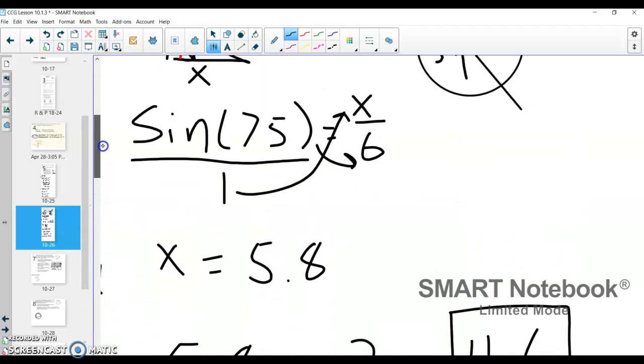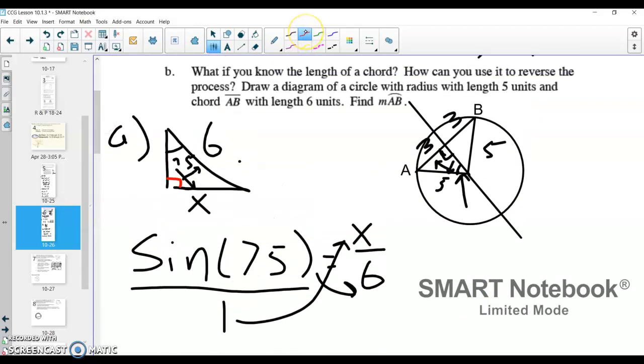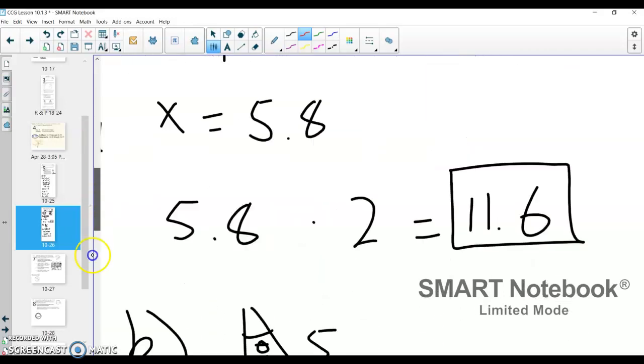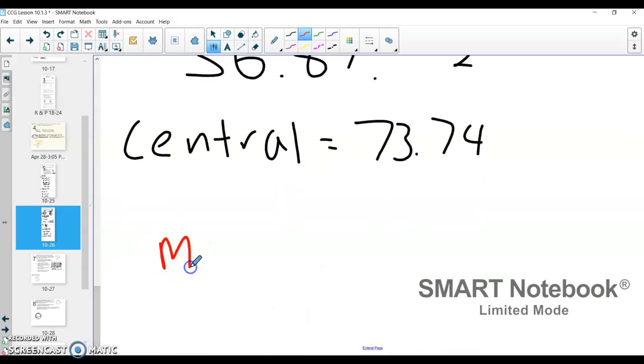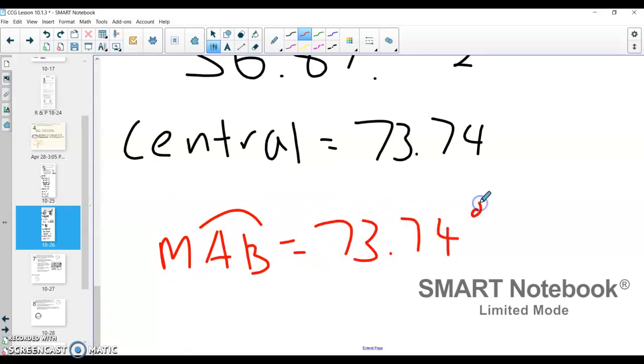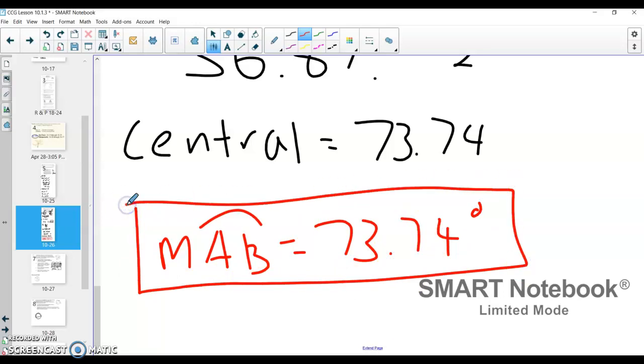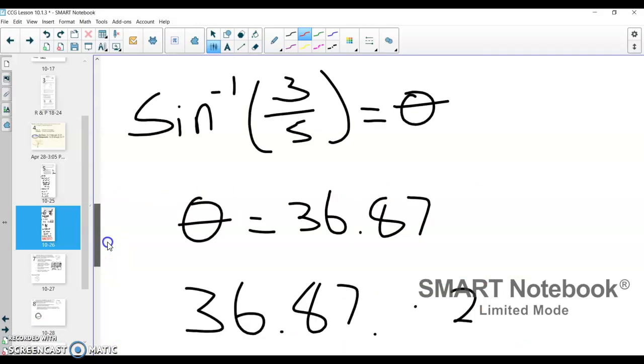And we know, and I'll put that in red up here on my drawing, that entire central angle is this part right here. And we know that central angle always matches the arc that it creates. And so that arc that it's creating is that measure of AB. And so we actually have our answer here. The measure of AB is equal to 73.74 degrees.